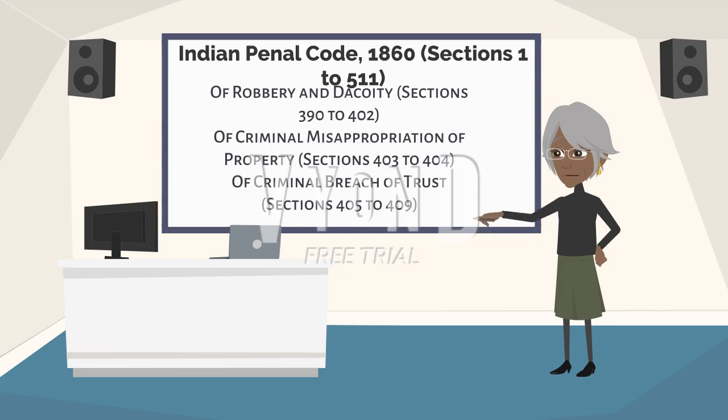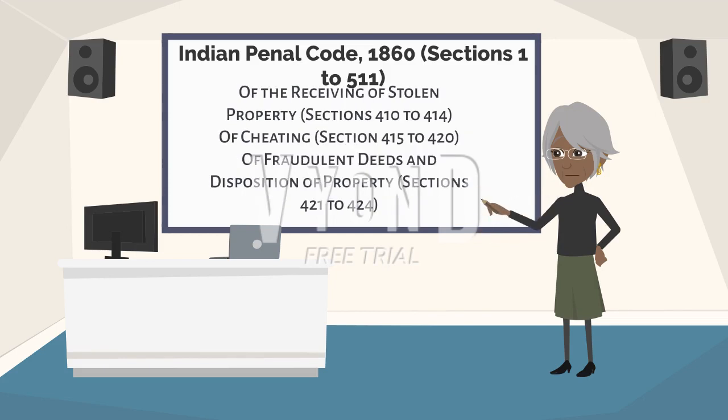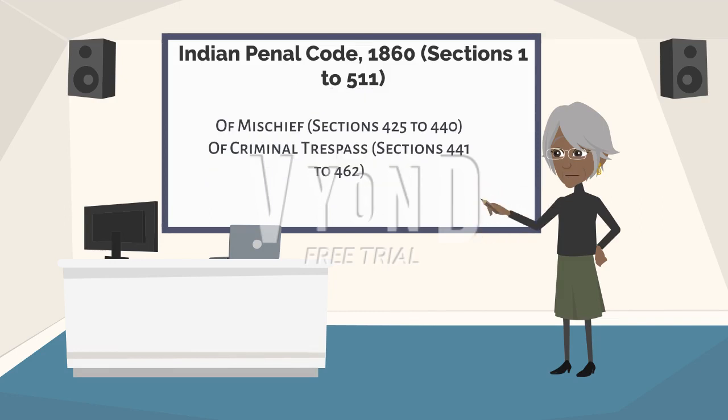Of criminal breach of trust, Sections 405 to 409. Of the receiving of stolen property, Sections 410 to 414. Of cheating, Sections 415 to 420. Of fraudulent deeds and dispositions of property, Sections 421 to 424. Of mischief, Sections 425 to 440. Of criminal trespass, Sections 441 to 462.